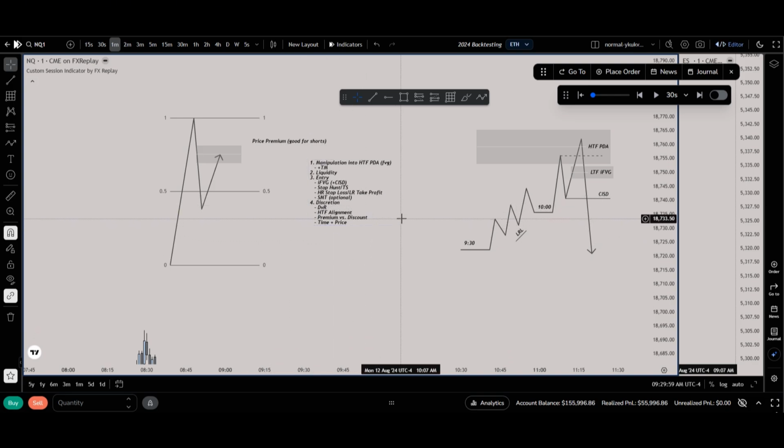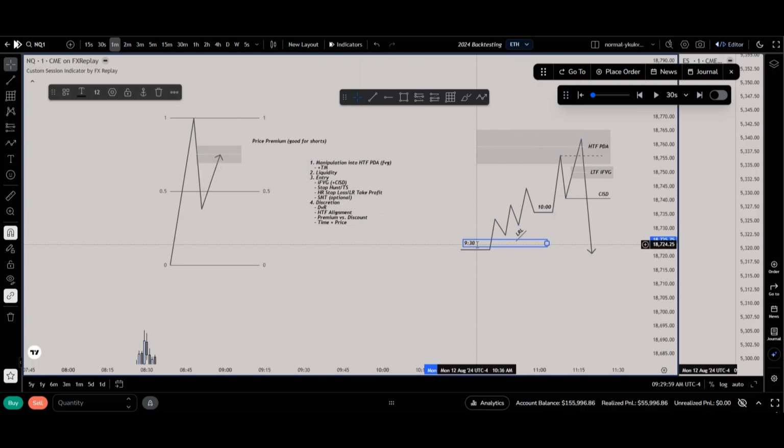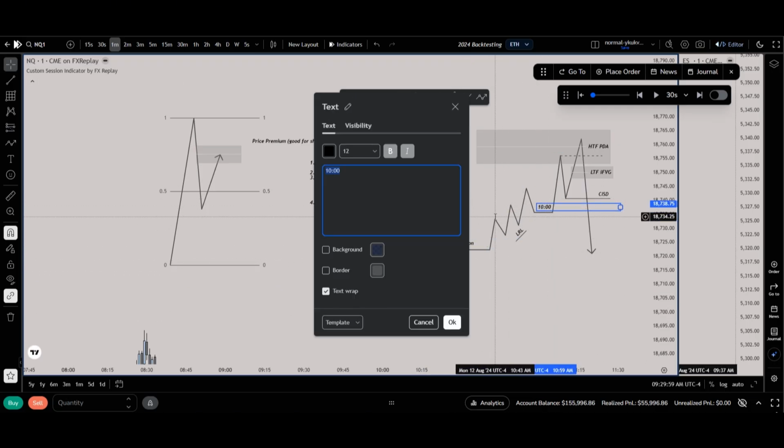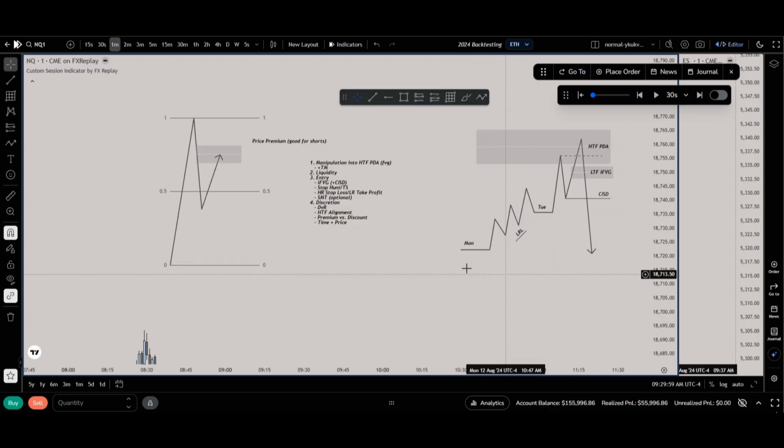What else? Yeah, that's time plus price and premium versus discount. But also you want the high time frame to align. So for example, in this, if this was the Monday candle, we open higher, Tuesday we open higher, you're applying the same concepts just on a higher time frame.